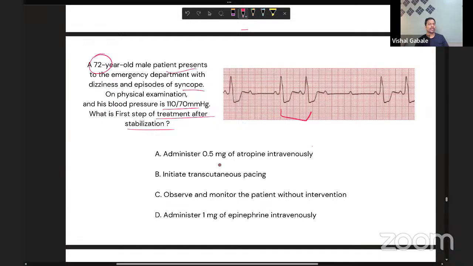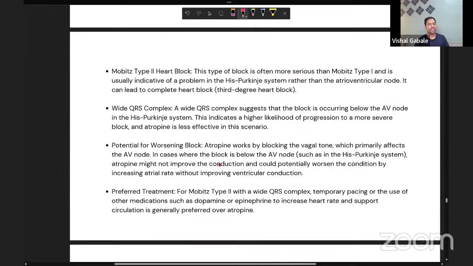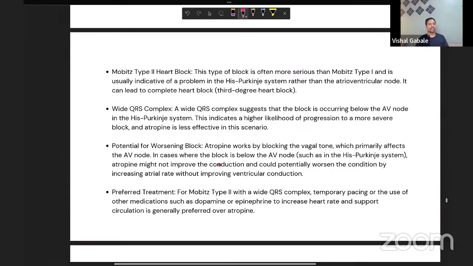Okay, if this is high grade, then definitely your atropine might not help. So we have to initiate transcutaneous pacing in this patient. That is the answer in this patient. Let's see the treatment of each part. This is a brief theory which you can look at afterwards also. I will just quickly revise it for you.